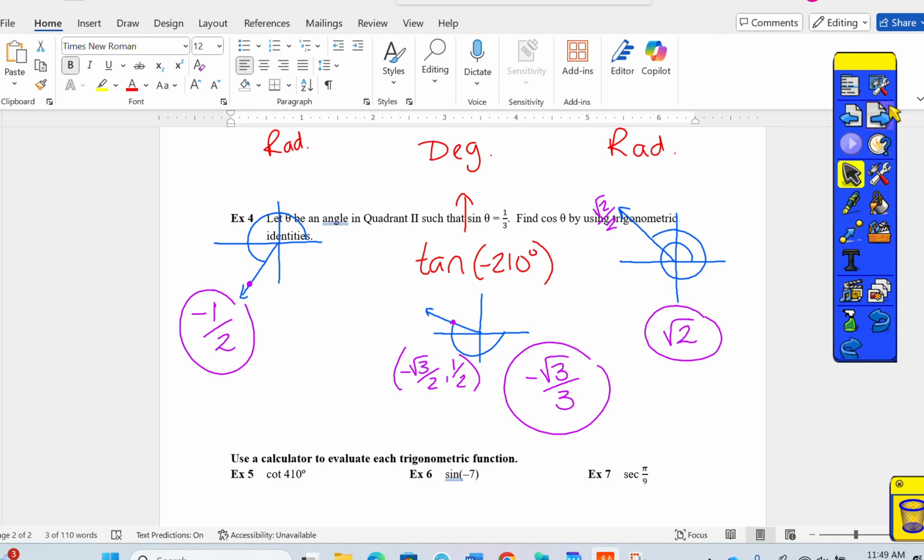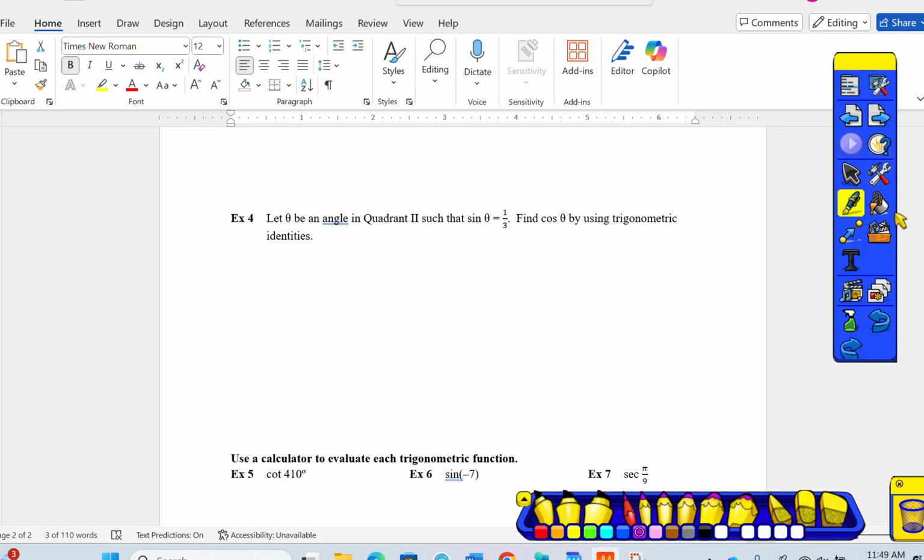Okay. Let's try number 4. Let theta be an angle in the second quadrant. So let's draw that out. We need a second quadrant, and we want to make a triangle in the second quadrant. Call this theta. Okay, find cosine. So sine is 1/3.